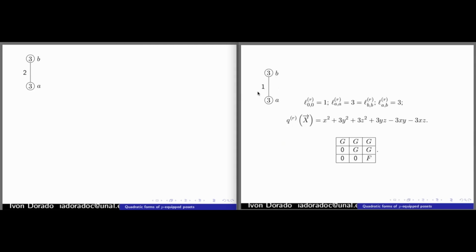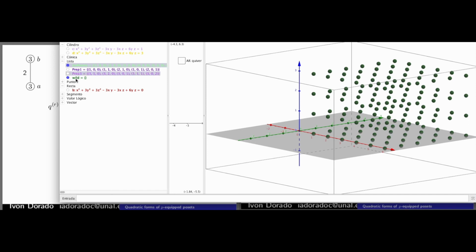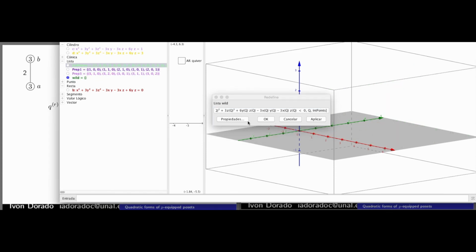This is a poset with 2 weak points in relation. This example is different from the previous one only because here we have 1 and here we have 2. So the quadratic form will be different only in this label. This is the quadratic form, and let me see first if it corresponds to a wild poset. We have again our list of points, and we choose the points which evaluated in the quadratic form are less than 0, and we can see the list is empty. So this poset is not wild.